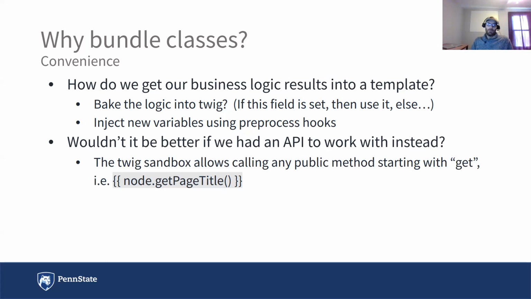We all know that Twig runs in a sandbox. Any public method on any object starting with the string get, you can call from Twig actually. So say you have a node that's a variable passed to the node template. You can call any method that starts with get on that node object. So for example, there I just called node get page title. Get page title, a method on the bundle class, figures out all of the logic for us. And that means that any getters can be called from Twig.